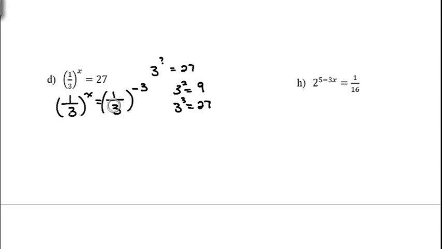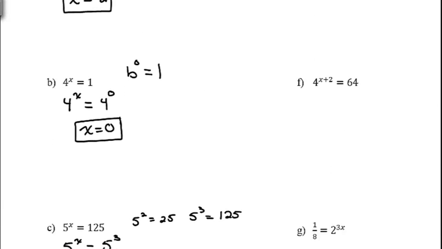Now this will give us 27, because the negative sign flips this upside down, giving us 3, and then we cube the 3, giving us the 27. Now that our bases are the same, that tells me my exponents are also equal, so x is equal to negative 3.